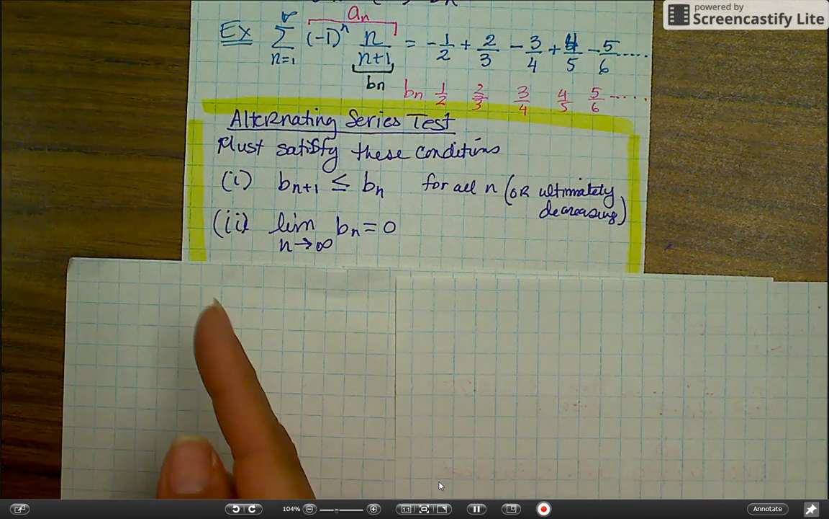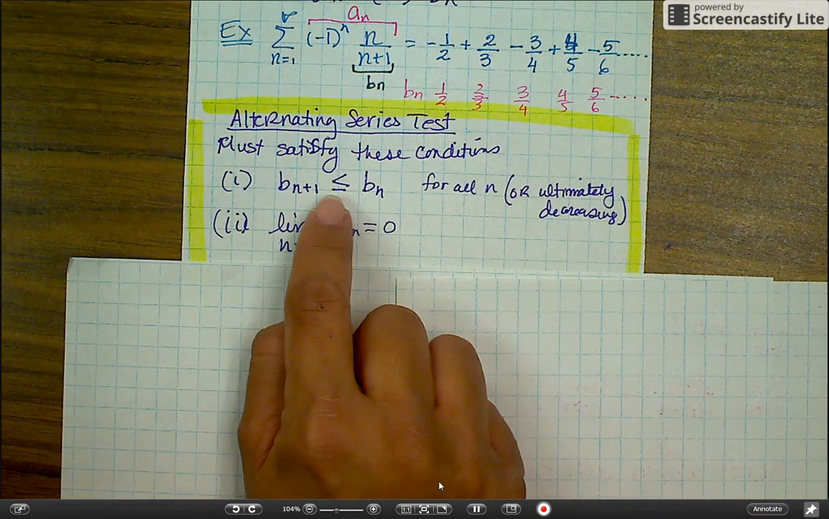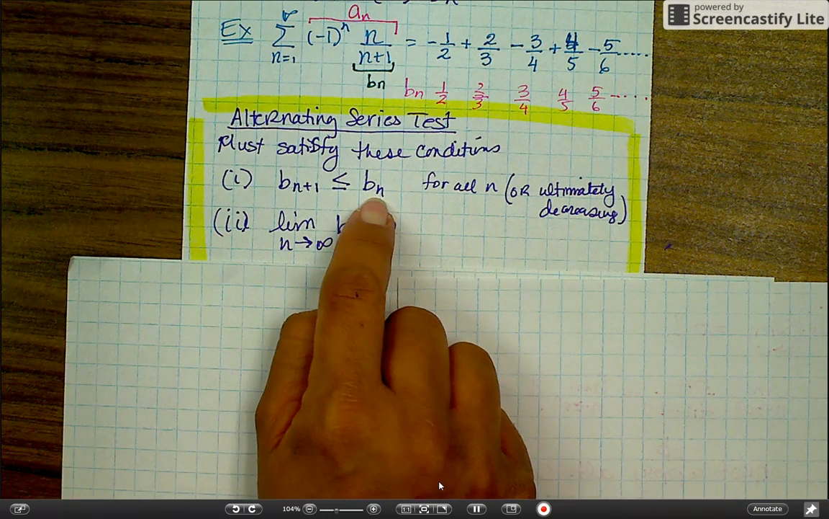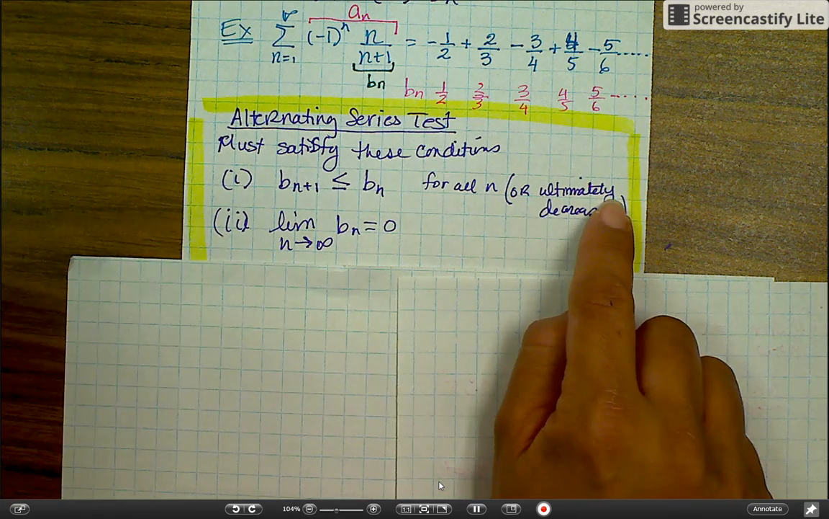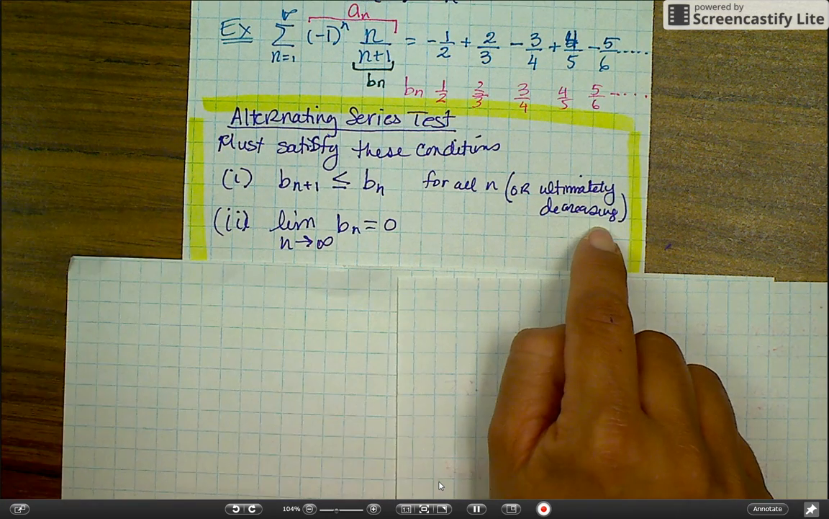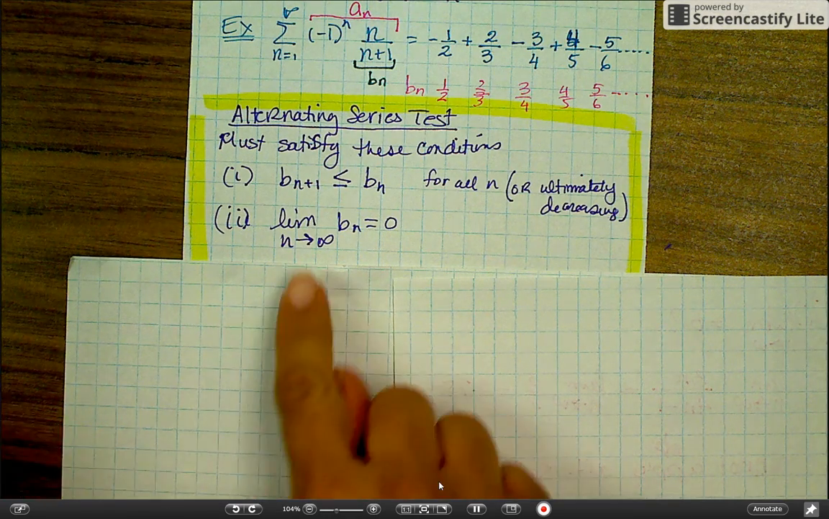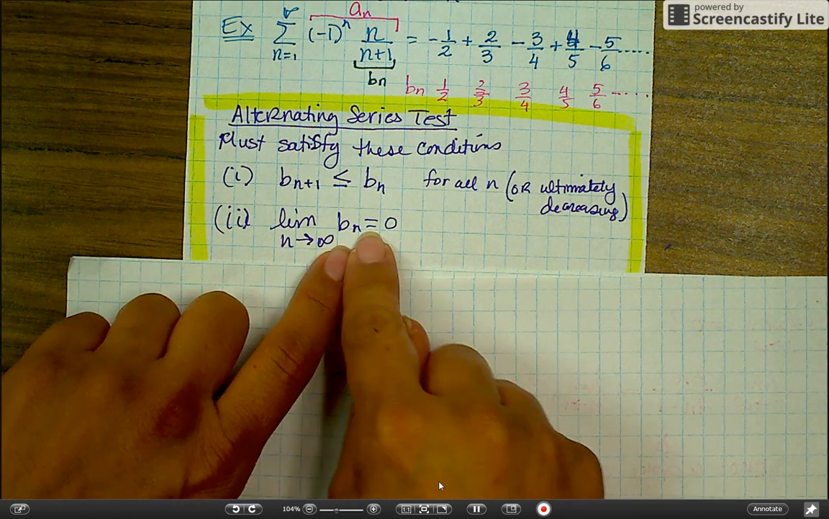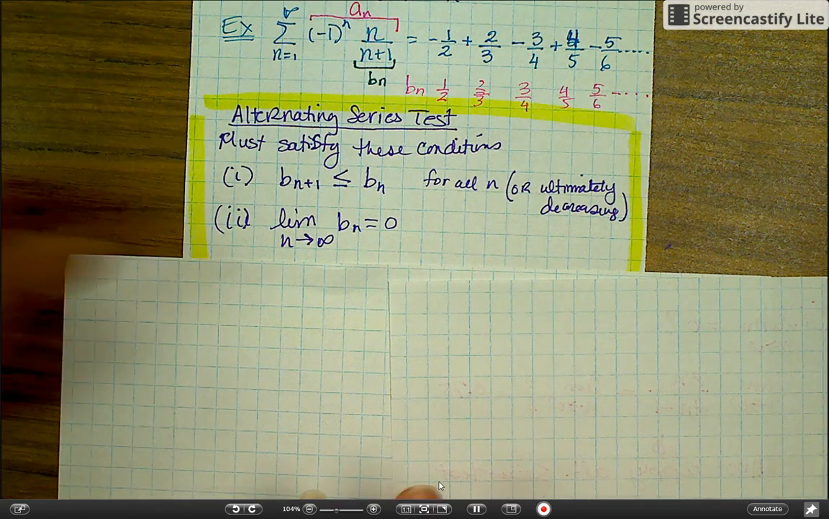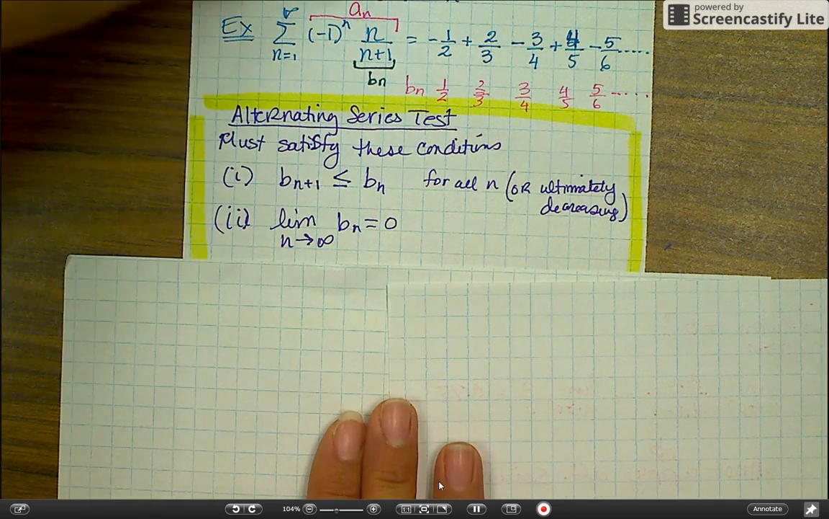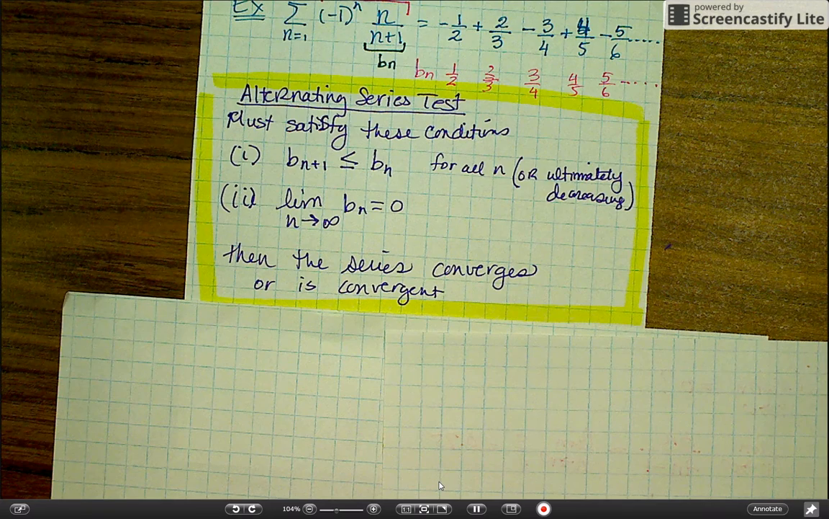The first condition is if you know that the next term is always less than the previous term, or if you know ultimately that it's decreasing. The second condition is if you take the limit of your b_n terms and they equal 0. So if both of these conditions are met, then you know that your series converges, or is convergent.